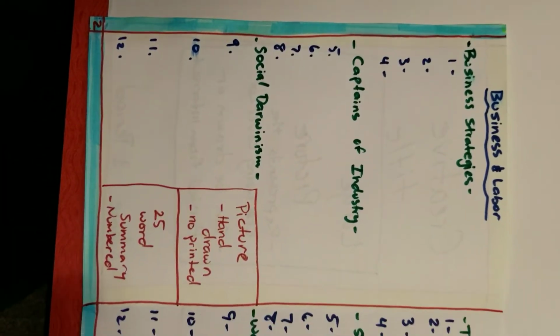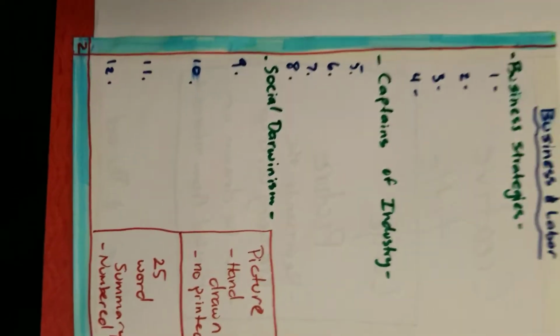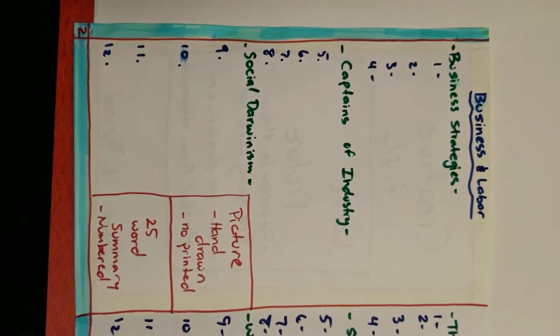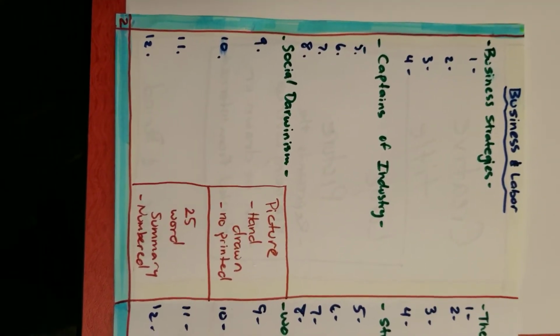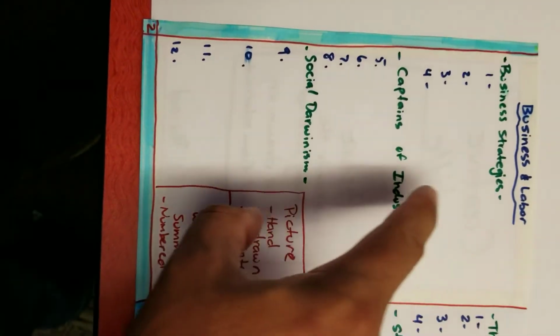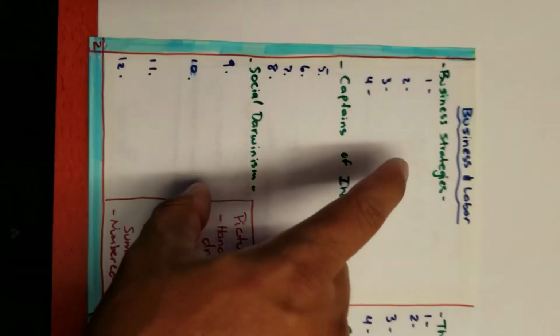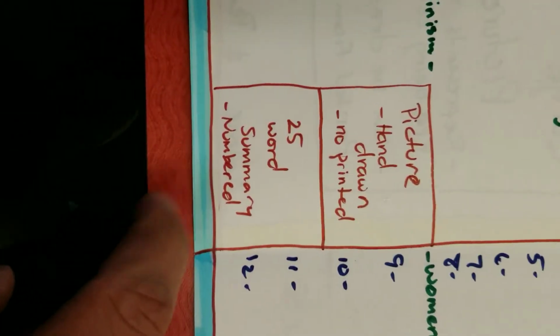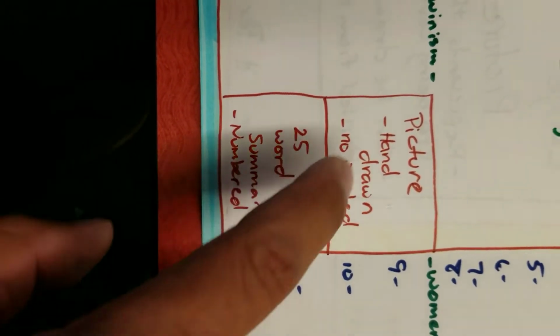Each page on pages 2, 3, and 4 will also have 2 things. A small hand-drawn picture, no, cannot be printed from the internet, and a 25-word summary that describes the main idea of business and labor sections, business strategy, captains of industry, and social Darwinism. All right, so every page on pages 2, 3, and 4 will have the sections that I ask you to write, and every pamphlet's instructions will tell you what to write, and then it'll have 12 bullet points, 12 main ideas, 4, 4, and 4. They will each have a hand-drawn picture, no, not printed, and a 25-word summary.